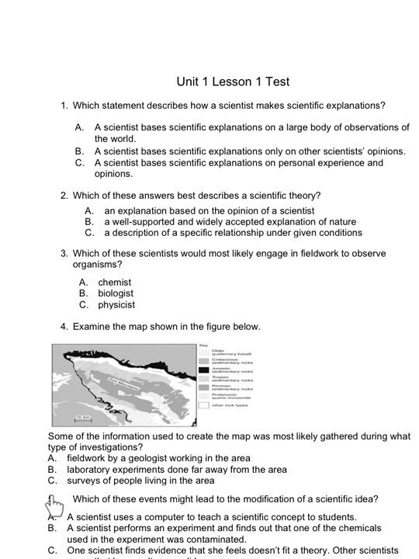Number 5. Which of these events might lead to the modification of a scientific idea? A. A scientist uses a computer to teach a scientific concept to students. B. A scientist performs an experiment and finds out that one of the chemicals used in the experiment was contaminated. C. One scientist finds evidence that she feels doesn't fit a theory. Other scientists agree with her results, that her results are valid.